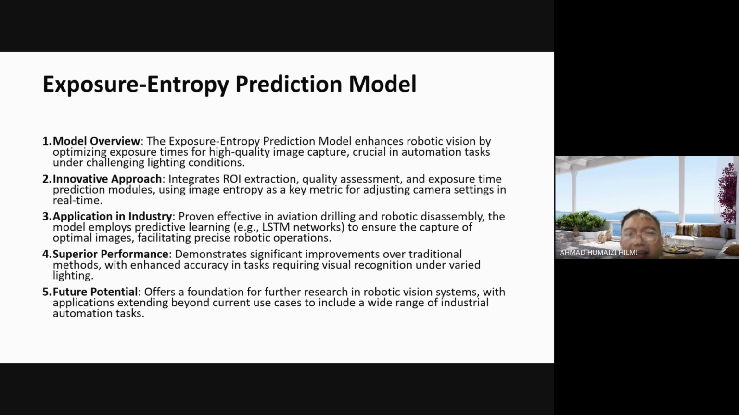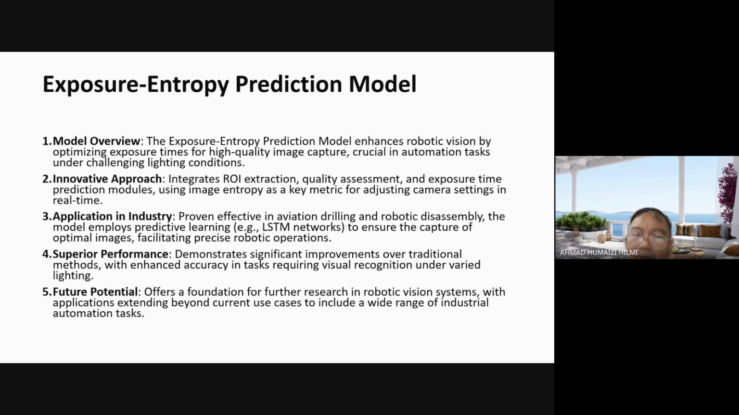Researchers like Lu, Jiang, and Yi, and Chen et al. have contributed to refining this model. They use a seamless integration of module designs for extracting the region of interest, assessing image quality based on entropy, and predicting optimal exposure time. The model facilitates a dynamic adjustment of camera settings. The adaptability ensures that a robot equipped with this vision system can operate efficiently, even with harsh lighting conditions that may otherwise impede performance.